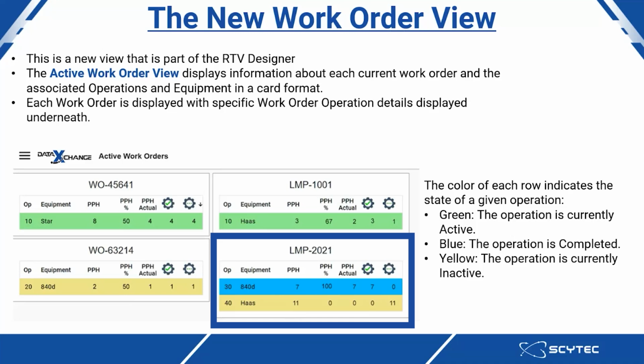And then below that, we have the color yellow for that Haas machine, and that indicates that the operation is currently inactive and nobody is currently working on that work order.